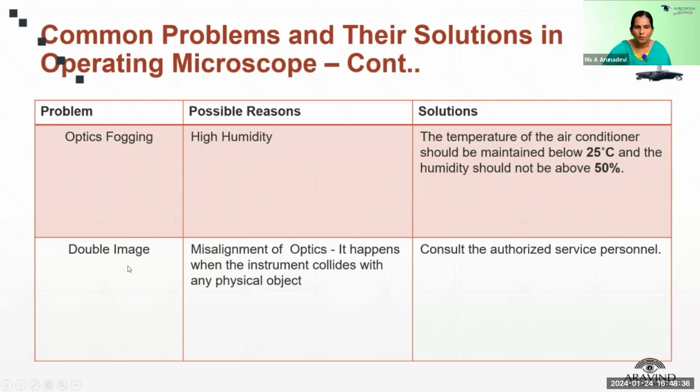In the double image problem, a possible reason is misalignment of optics. It happens when the instrument collides with any physical object. Consult the authorized service personnel.